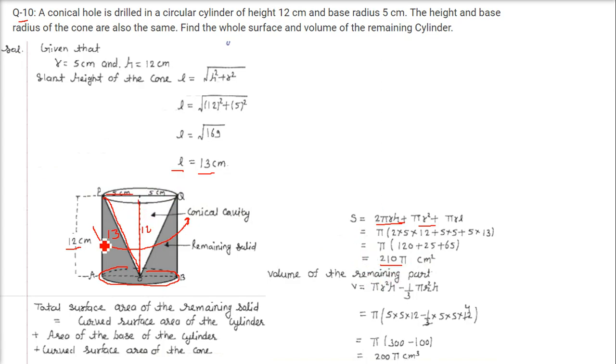Coming to the remaining part, we have to take the volume of the cylinder minus volume of the cone. Volume of the cylinder is what? Pi r square h. Volume of the cone will be 1 by 3 pi r square h. So pi you can take out, r is 5, h is 12. Here we have again r as 5 and h is 12 because they both share the same radius and height. It is going to come as 200 pi.